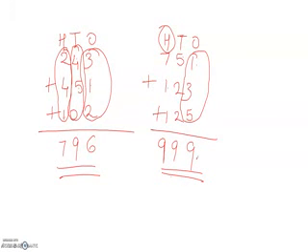Now we can see subtraction, subtracting 3-digit numbers without regrouping. For example, 426 minus 201.